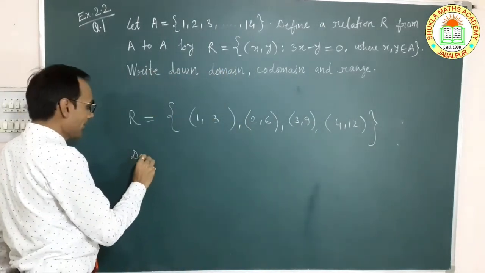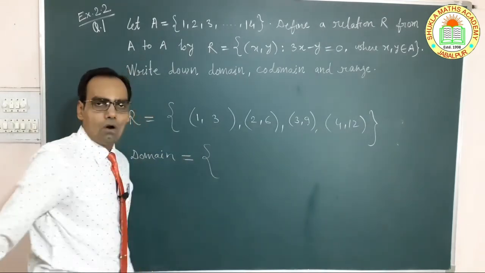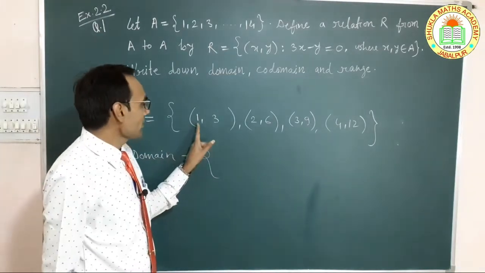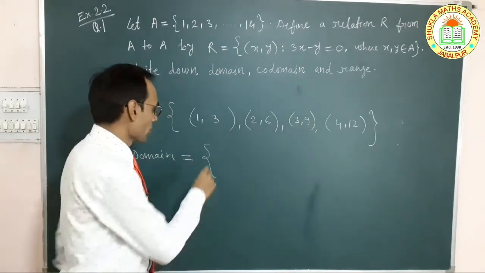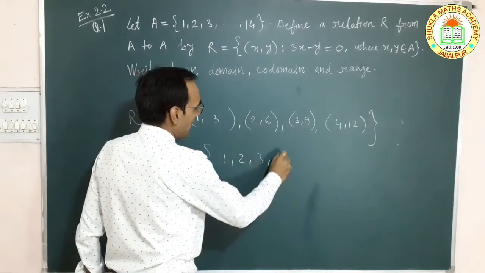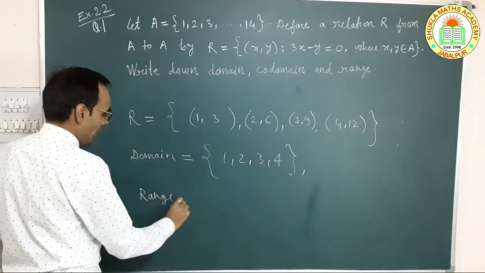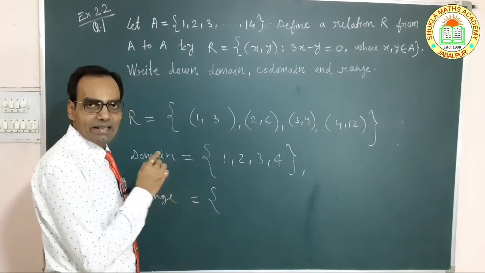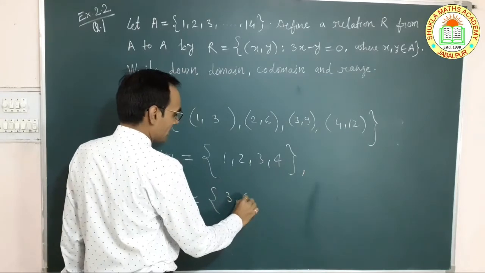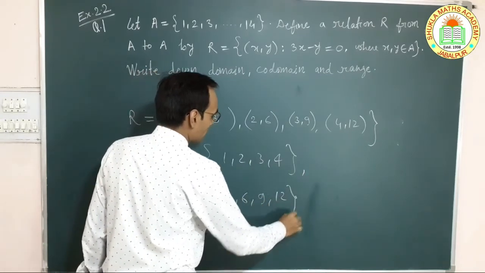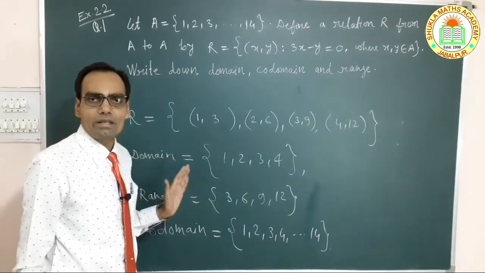And we will find the domain. The domain is the set of all the first elements of the relation, meaning the values of x: 1, 2, 3 and 4. So write down 1, 2, 3 and 4. And the range is the set of all second elements in the relation, meaning 3, 6, 9 and 12. So 3, 6, 9 and 12 is the range. So this is the concept of the domain, range and codomain.